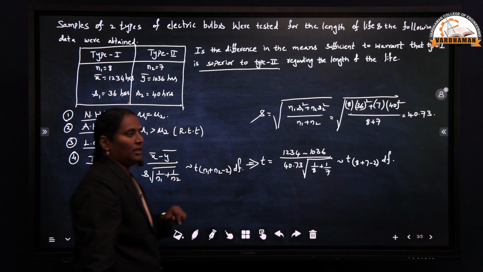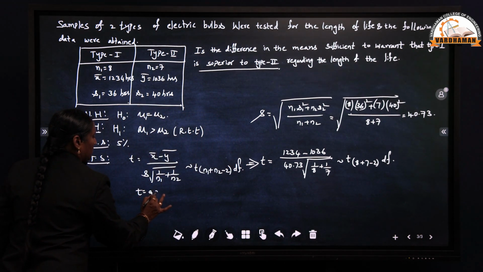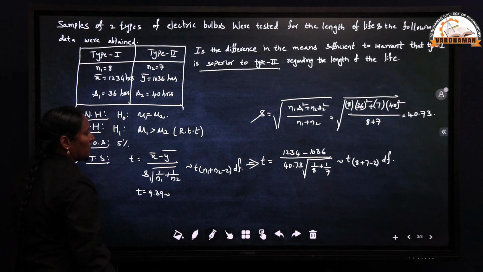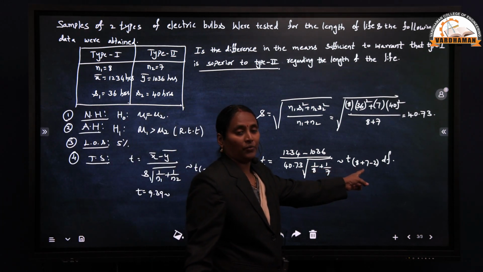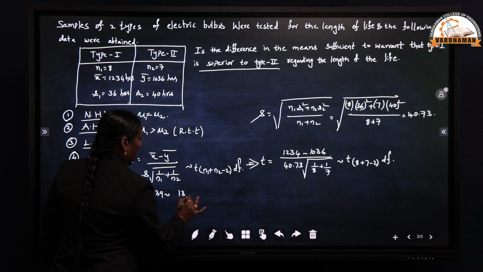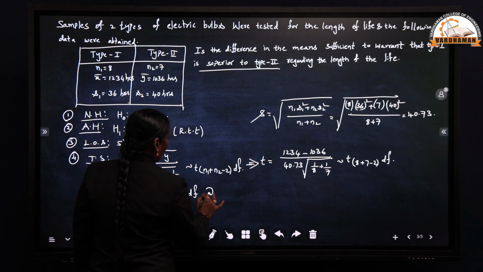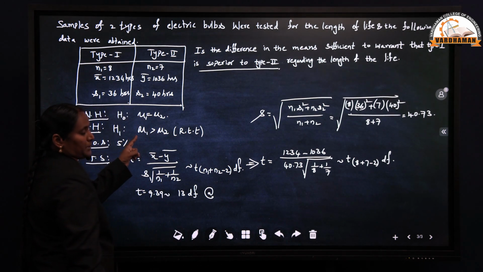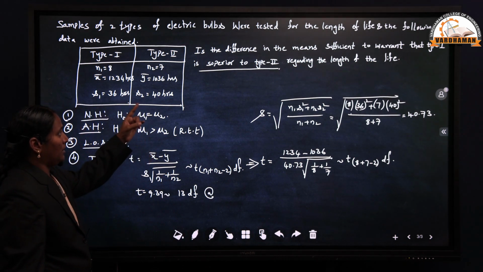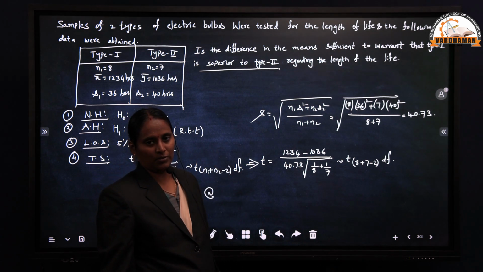So now the calculated value of t is 9.39 and it follows the degrees of freedom: 8 plus 7 is 15, minus 2, so we follow 13 df. And we are going to find the level of significance. In the given problem, they did not mention anything, so we follow the 5% level of significance.